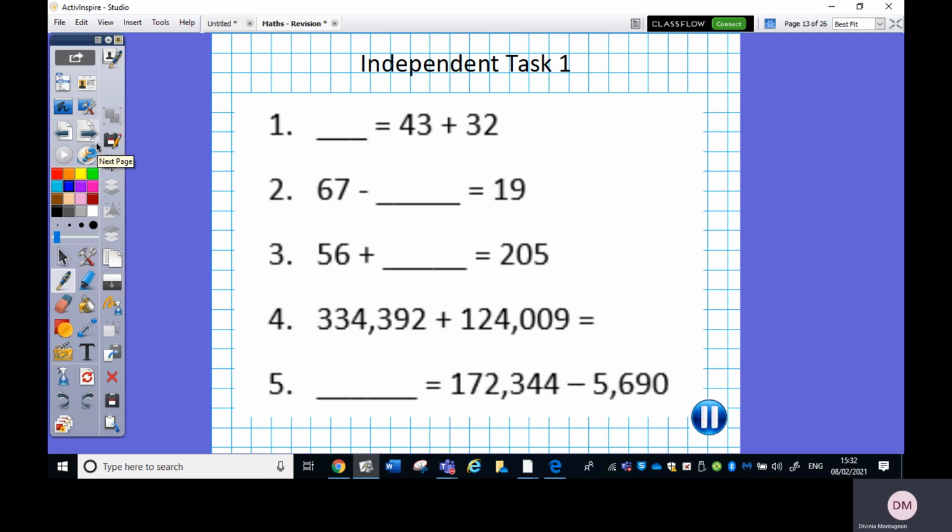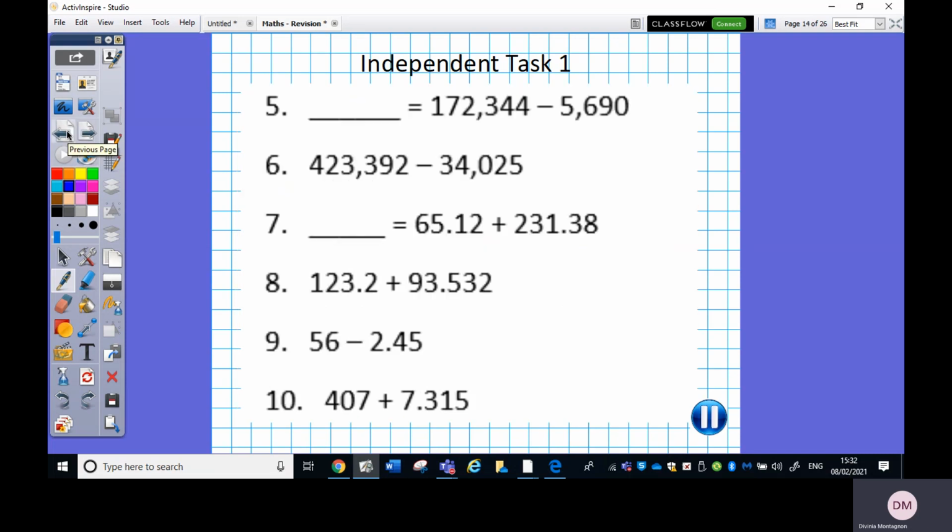Okay. Now I would like you to continue with your independent task. You have these questions 1 to 5. Unpause to go to the next set. And here are 6 to 10. I would like you now to unpause for the answers.